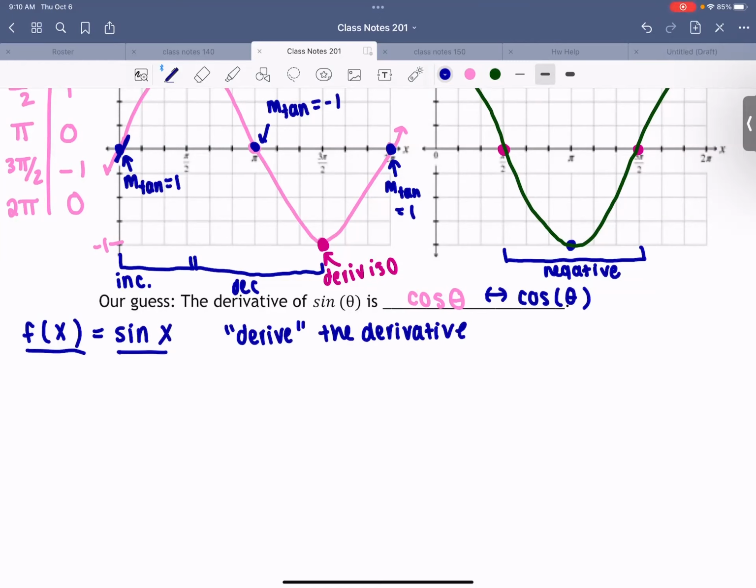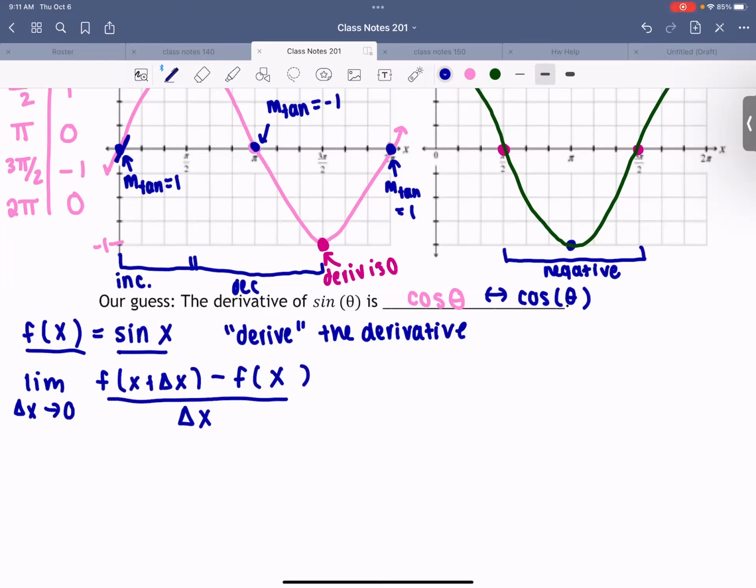Who remembers the limit definition of the derivative? It's been a while. So f of something minus f of something, over delta x. What goes in the first blank? f of x plus delta x. And then this one's just f of x, right? This is the limit definition of the derivative.